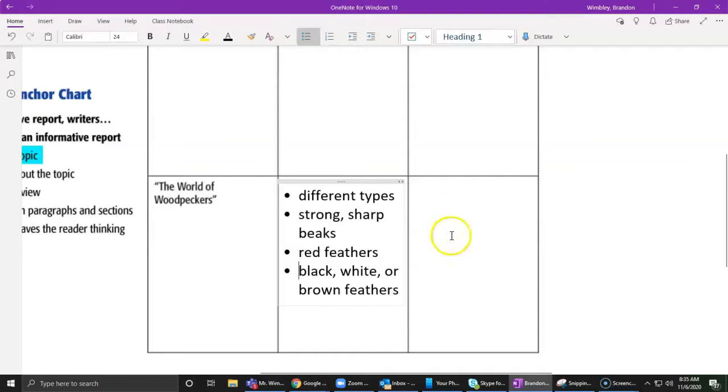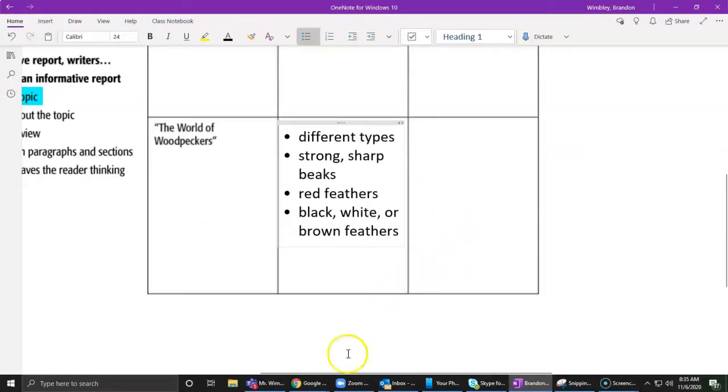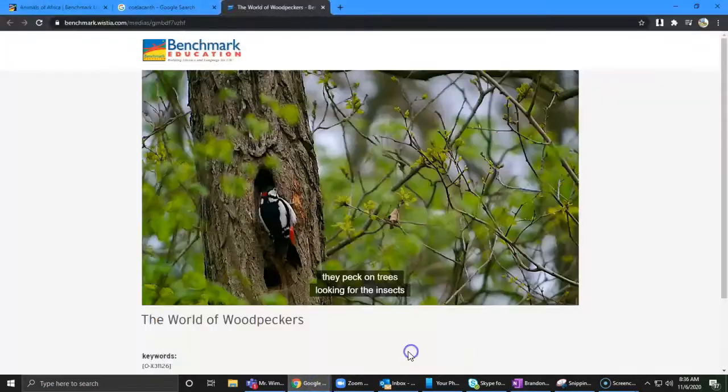So the next part is going to tell me, I think, about the behavior, since that's the next part of my graphic organizer. So let's continue.